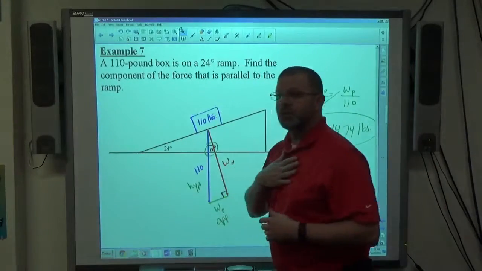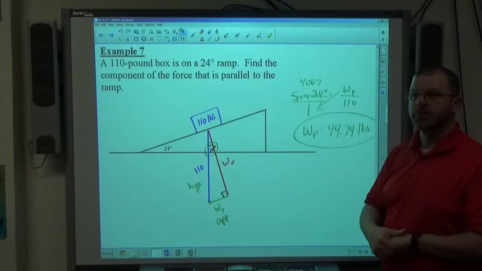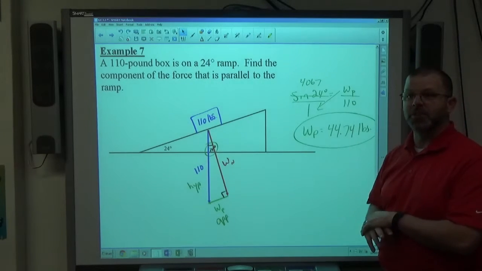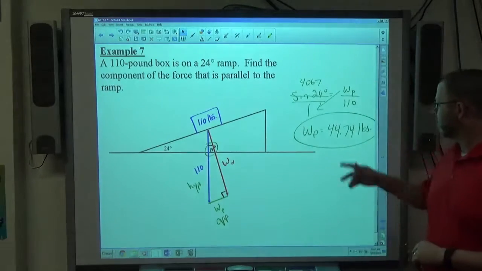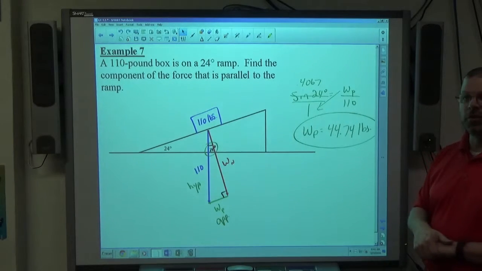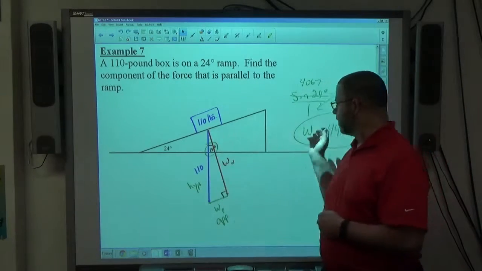Again, if it was me pushing this box up this ramp, that's how much force I would have to push to get the box moving. Anything above that's going to make it move faster. All right, but again, it's a 110-pound box. We only have to put 44.5 pounds or so of pressure just to get it moving up. And that's kind of how ramps work again. The steeper the ramp, the bigger this number is going to be.